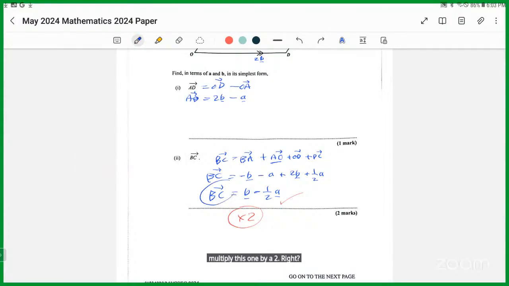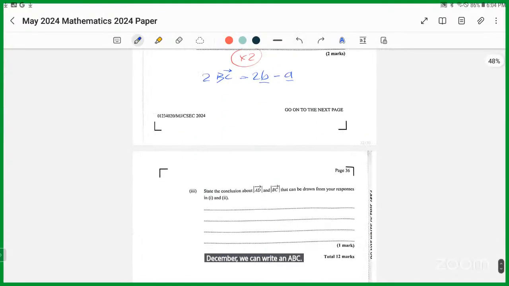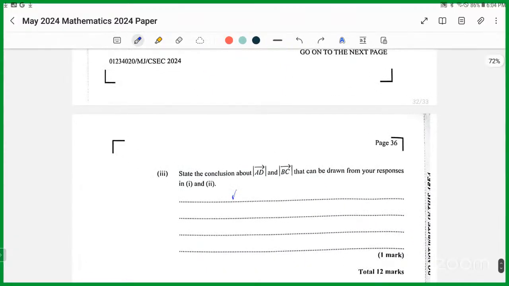This side becomes 2BC equals, this becomes 2B, this becomes minus A multiplied by 2. And what I find now is this and this are the same. So it means that these two things can be equated. So AD is 2 times BC. AD is 2 times BC right now, right? So based on that, we can write that AD is 2 times BC. So we write that down here first. AD is 2 times BC.